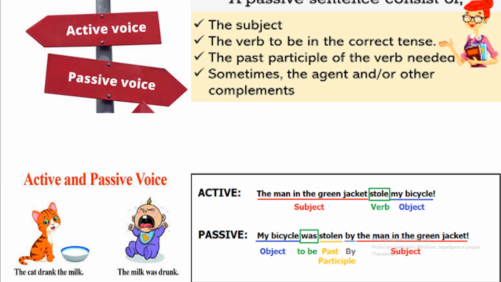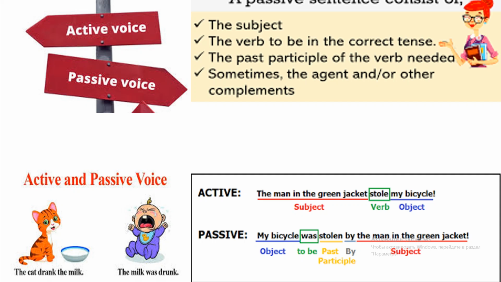And we do have too many important things regarding passive voice, and we will continue our lesson next time. You need to follow our lessons. It will be passive too, so you are more than welcome to watch our videos.